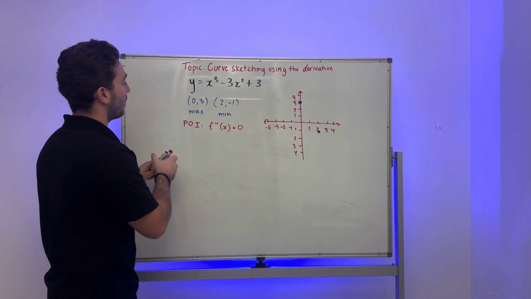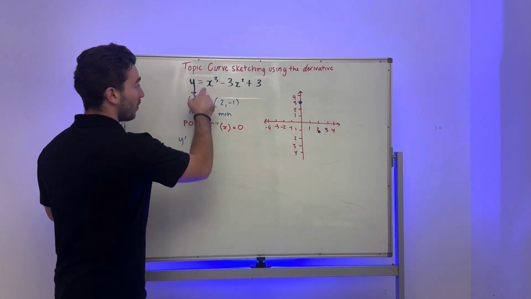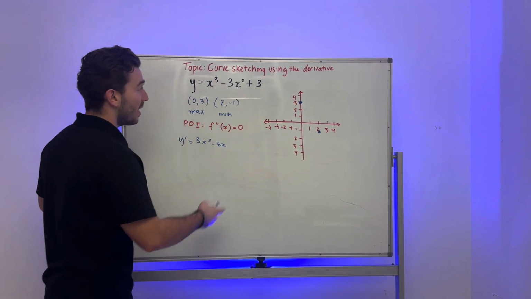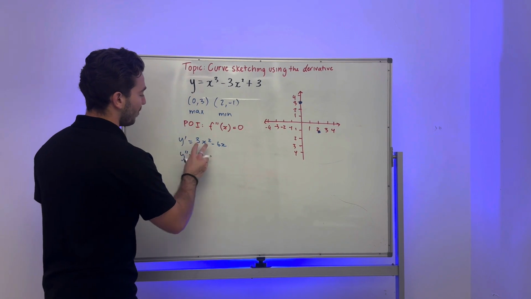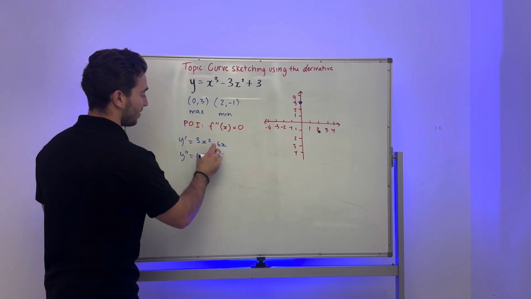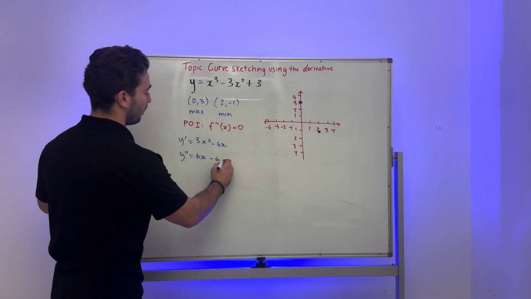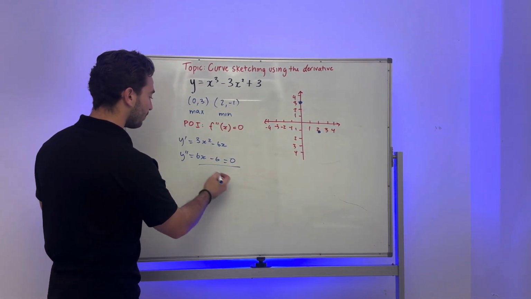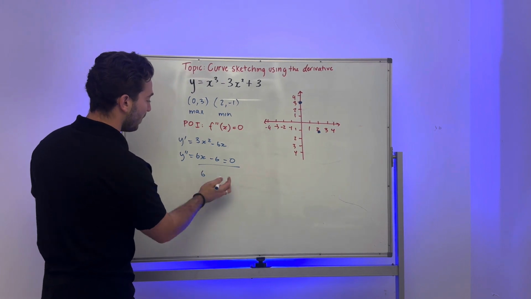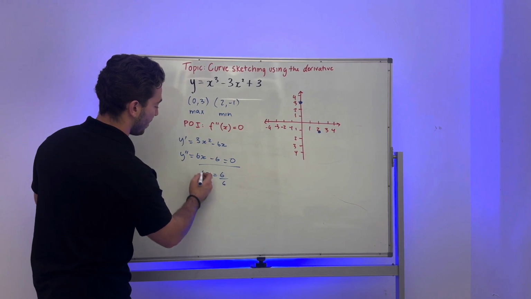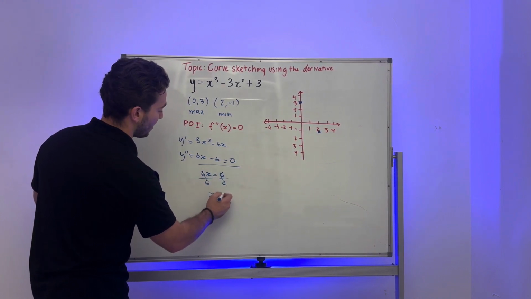So let's come back to our function again. We had our first derivative, y dash was 3x squared minus 6x. And then we had our second derivative now, that becomes 6x minus 6. Okay, so when the second derivative is equal to 0, let's solve this. I can just say 6x is equal to 6. Dividing both sides by 6, I cancel, and I get x is equal to 1.